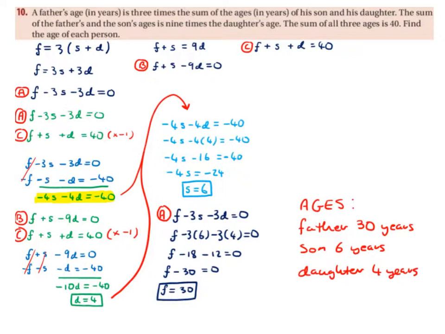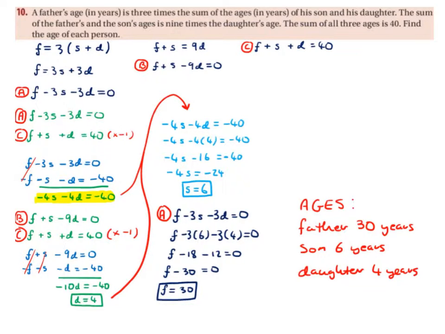So I have 3 equations. I'm going to label them A, B, and C. I'm going to take 2 of the equations. I'm going to go for A and C. And I'm going to write them down here. And I'm going to multiply equation C by minus 1. So F times minus 1 is minus F. S times minus 1 is minus S. D times minus 1 is minus D. I'm going to cancel out the F's. Minus 3S minus S is minus 4S. Minus 3D minus D is minus 4D. 0 minus 40 is minus 40. So now I have one equation in terms of S and D.